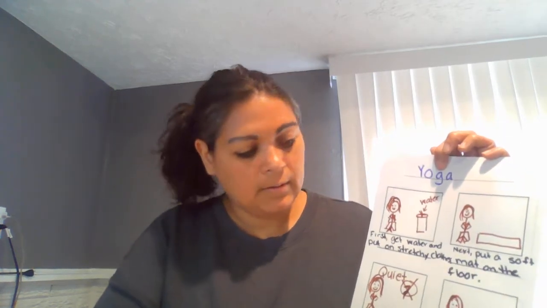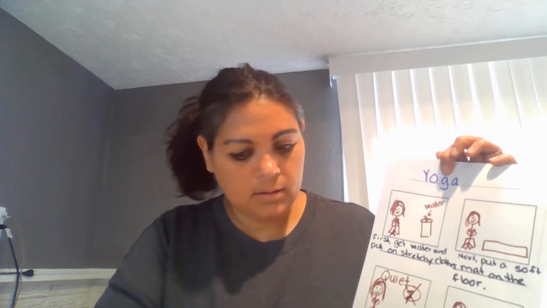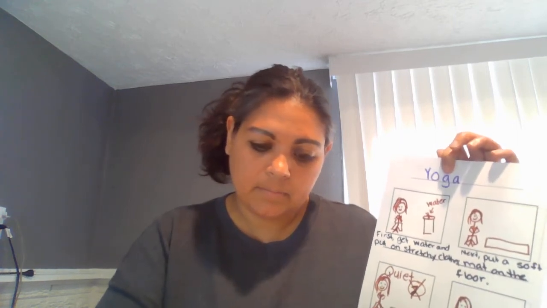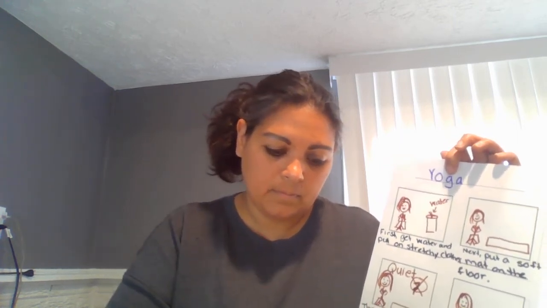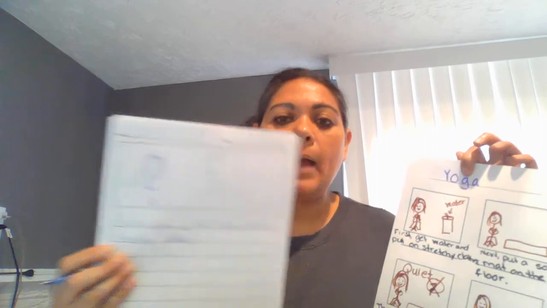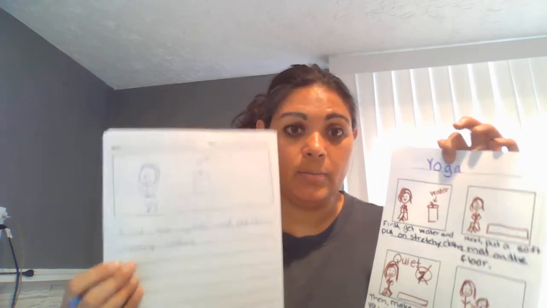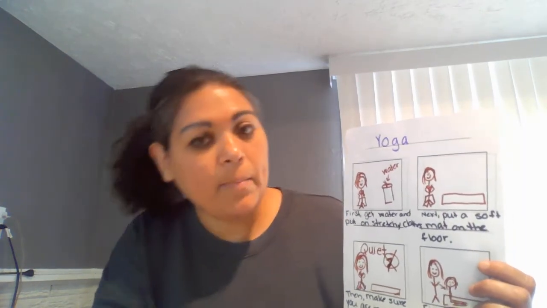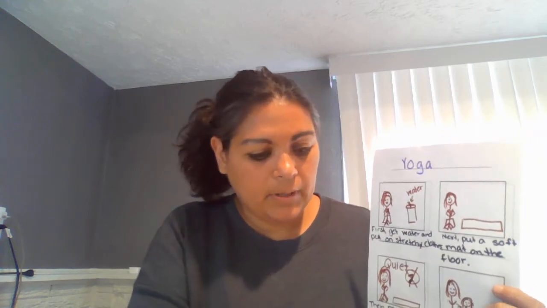First, get water and put on stretchy clothes. I'm going to first do this on every page before I start writing more, okay? So I'm going to go to my page 2. And let's see what I have there. I have next put a soft mat on the floor. And there's the picture of me.